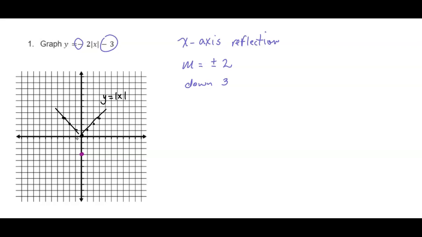In this case, we're going to go down and over 2, because the average rate of our lines is plus or minus 2. So I'm going to go down 2 over 1 on each side. That's enough to get us a decent graph. And so here is my transformed absolute value function.